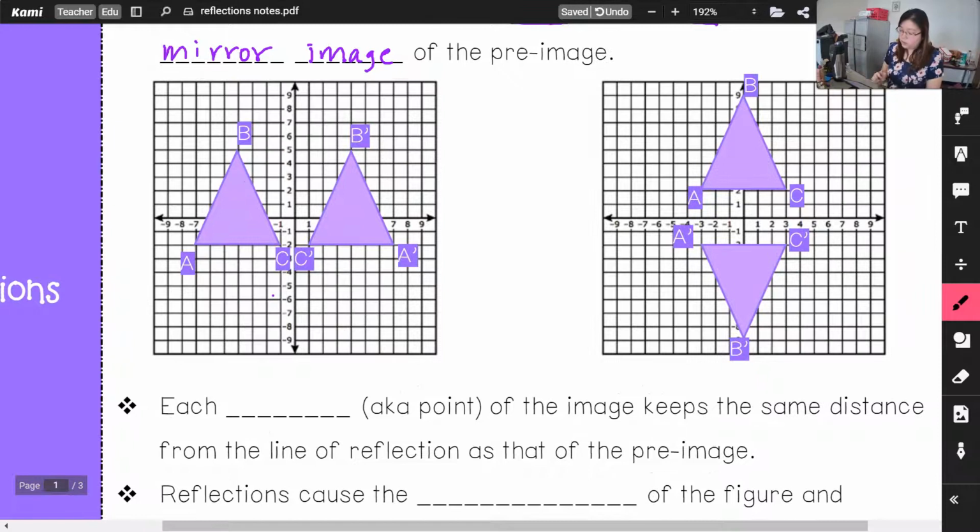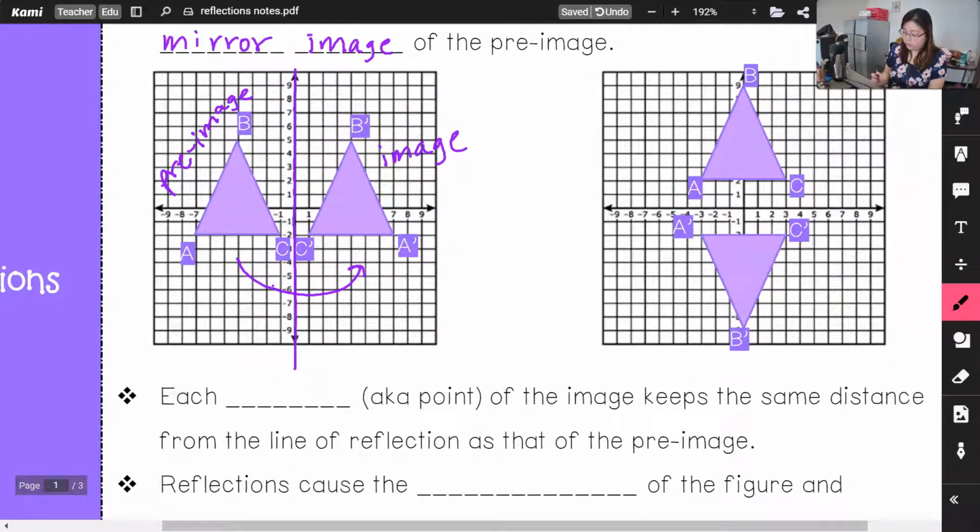In the first one, this is our pre-image. We know this because it doesn't have any prime marks on the letters. When you have prime marks on the letters, that's the image. That's the after. The pre-image is the before, right? So this is the image. That means it started here and it went here, flipped this way. When it did that, it crossed the y-axis. Remember, the y-axis goes up and down. So it crossed the y-axis. So this first picture here is a reflection across the y-axis.